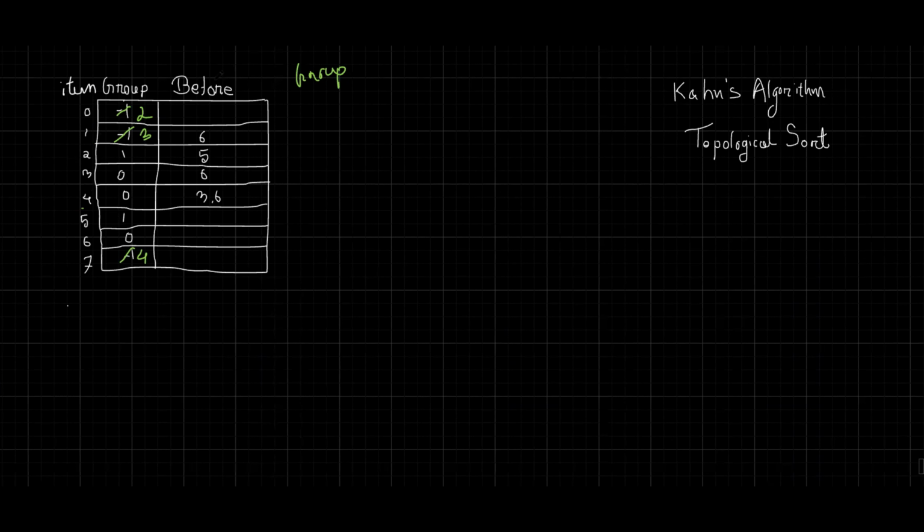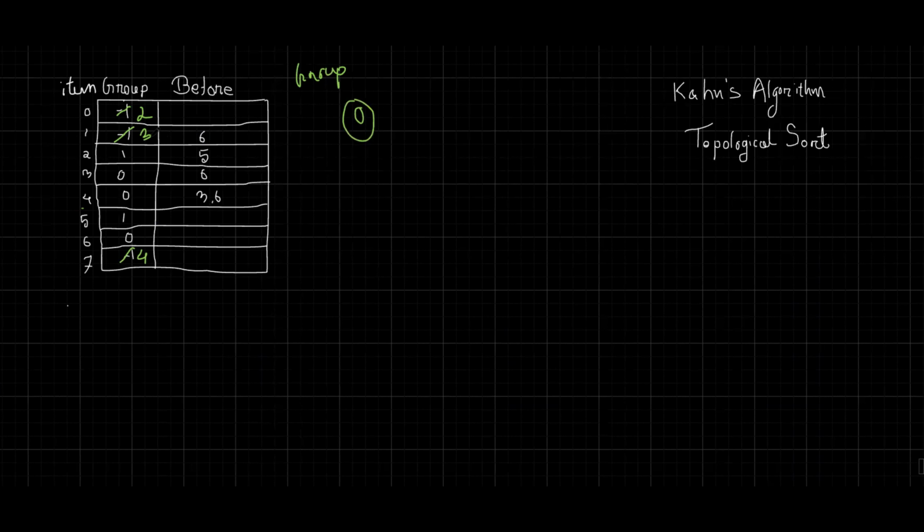Now let's make the dependency graph by using the group. So here, for this node 0, we do not have any dependencies, so we don't have to do anything. For this node 1, the dependency is 6. So what is the group of 6? The group of 6 is 0. So we have to put 0 here.